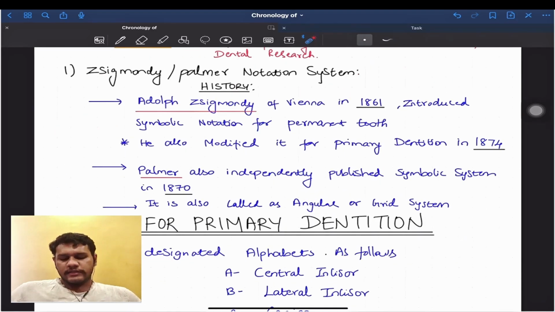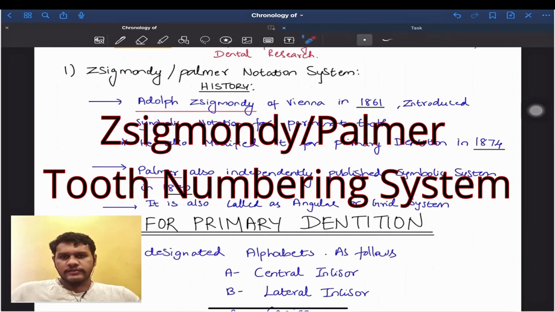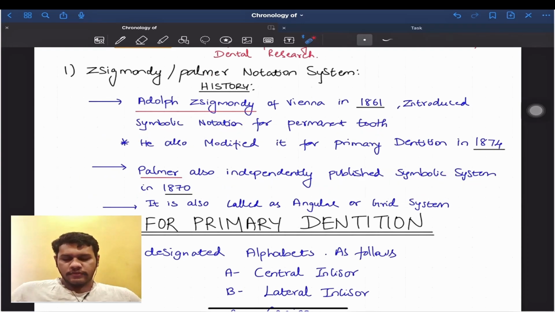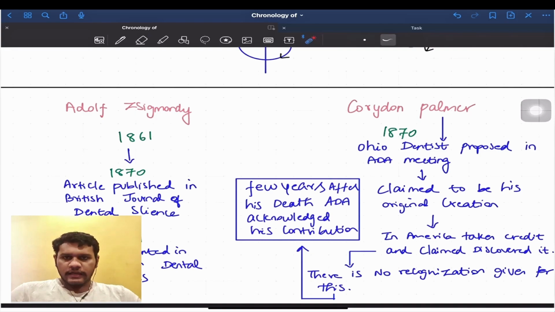Let's see the systems in detail. First one, the Zsigmondy Palmer notation system. You can see there are two different names. Before going into this system, I will give a quick history of it. Adolf Zsigmondy invented the system in the year 1861. Then in 1870, he published an article about that system in the Journal of British Dental Science.